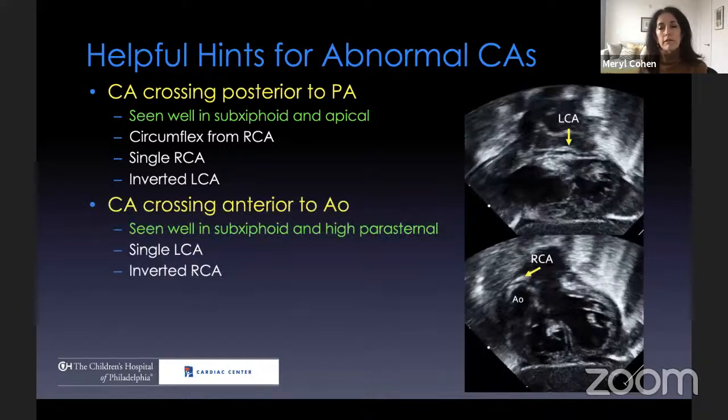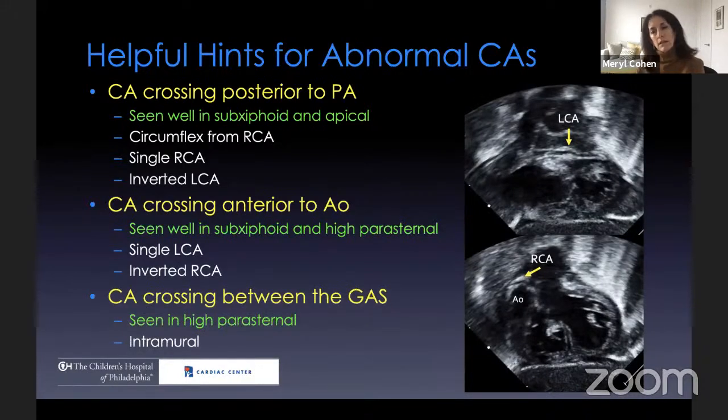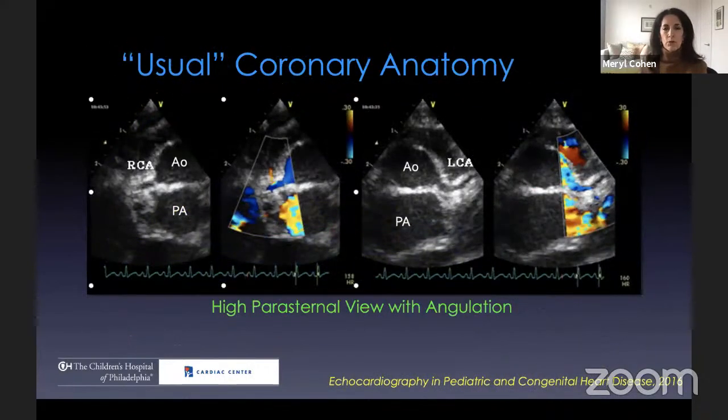If you have a coronary artery crossing anterior to the aorta, again, this is a sweep where we're going all the way at the end of the heart, passing up towards the aorta, and you can see the coronary just here, wrapping around the anterior portion of the aorta. Again, this is seen well in subxiphoid and high parasternal views, and this is either going to be a single left coronary artery or an inverted right coronary artery. And of course, if you see the coronary crossing between the great arteries, which we typically see best in the high parasternal view, then it's an interarterial intramural course.